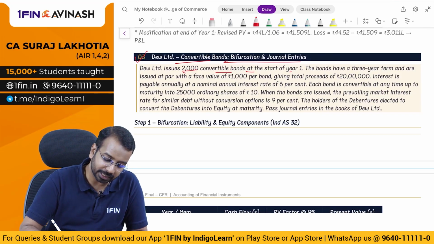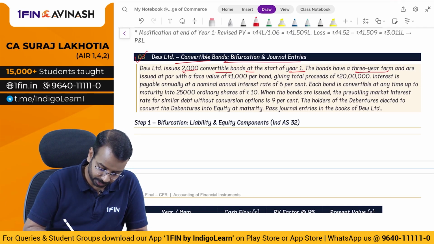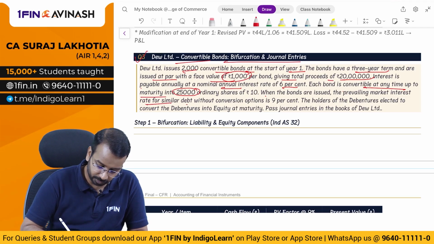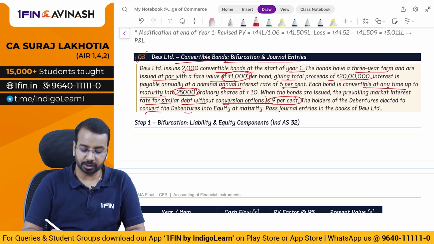2000 convertible bonds at the start of year 1, they have a 3-year term and are issued at par with a face value of 1000 per bond, giving total proceeds of 20 lakhs. Interest is payable annually at 6%, convertible at any time up to maturity for 25,000 shares. When the bonds are issued, the prevailing market interest rate for the debt without the conversion option is 9%. They elected to convert, right? So here what will happen?